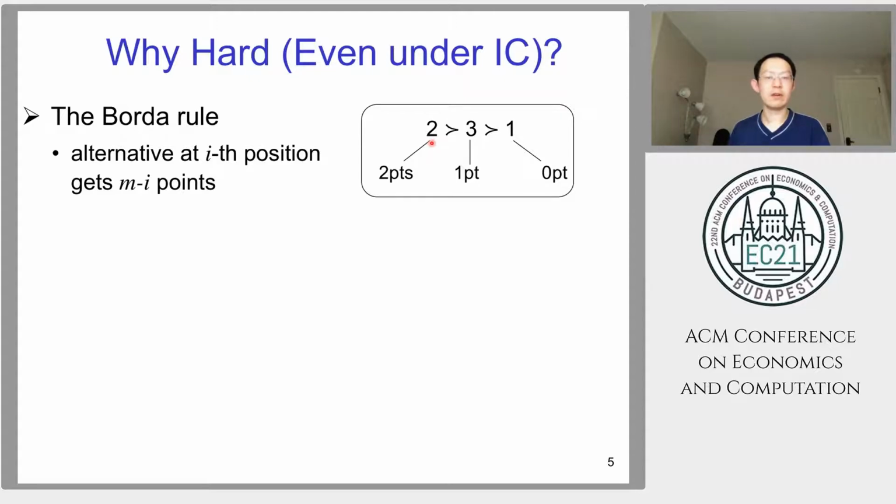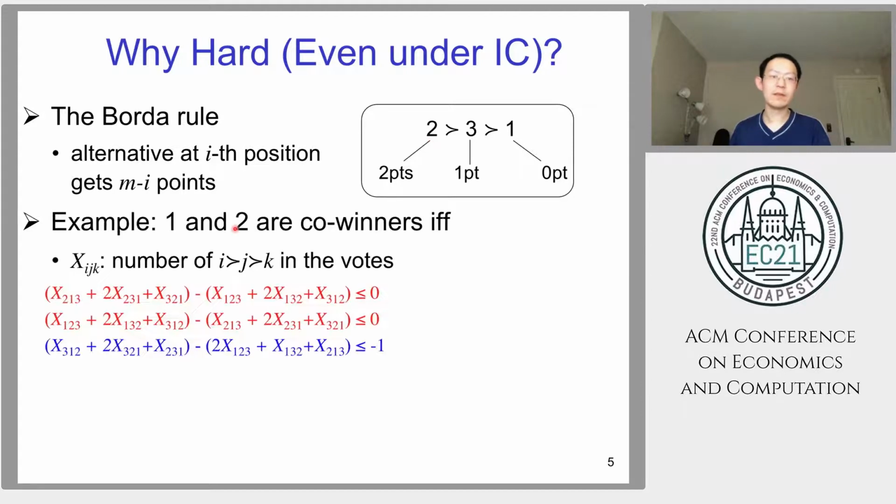The first alternative gets 2 points, the second alternative gets 1 point, and the third gets 0 points. So we can represent two-way ties between alternative 1 and alternative 2 by the following system of linear equalities, or in other words, a polyhedron.